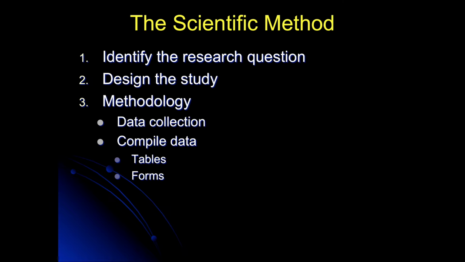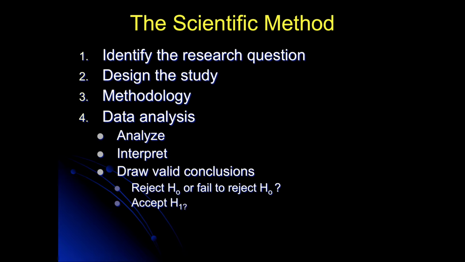The third aspect of the scientific method is to look at methodology. So we need to collect data. How are you going to collect that data? Are you going to use surveys? Are you going to use blood samples? Are you going to use urine samples, etc.? You'll need to compile that data that you collect into tables and perhaps forms if it's a survey study. So you need to think about all these aspects and then put it all together in one neat package so that you can actually do the next part of it, which is the data analysis.